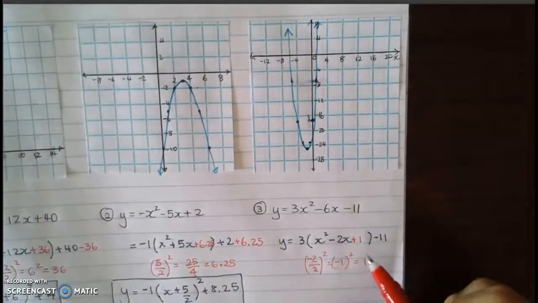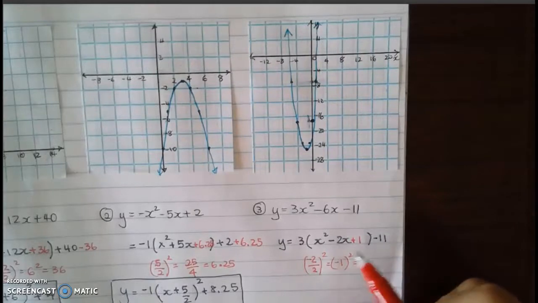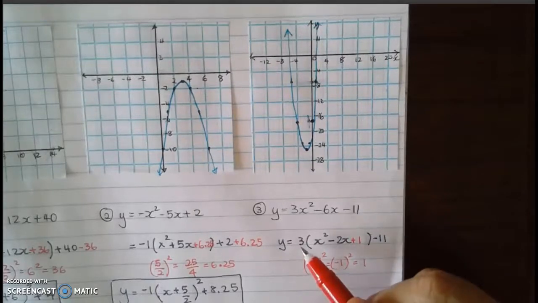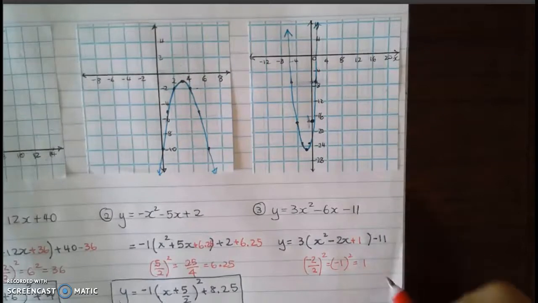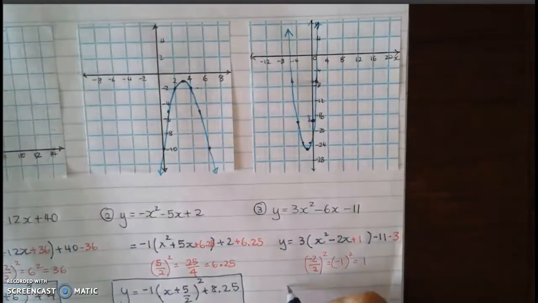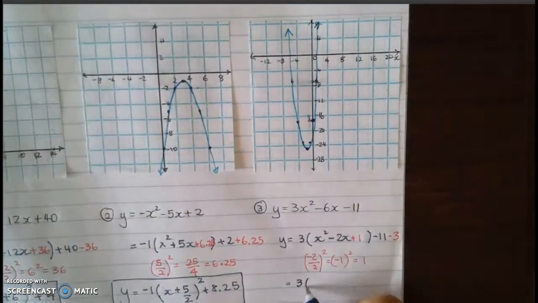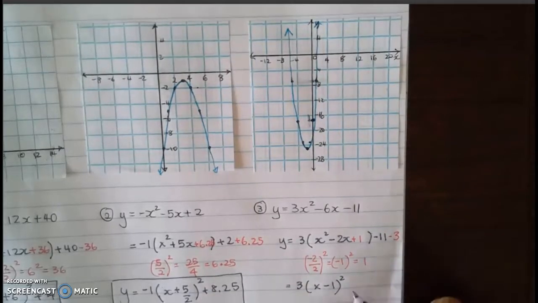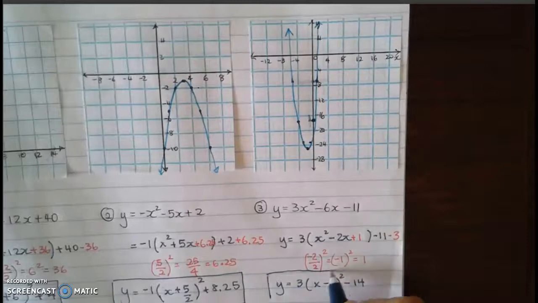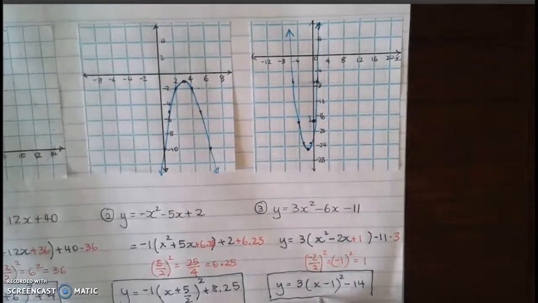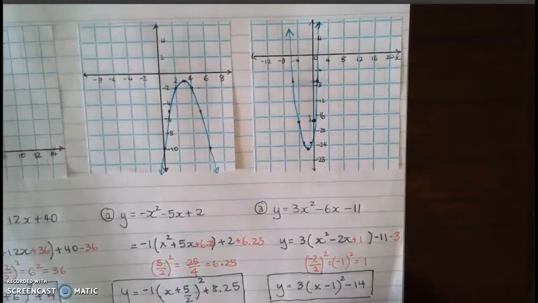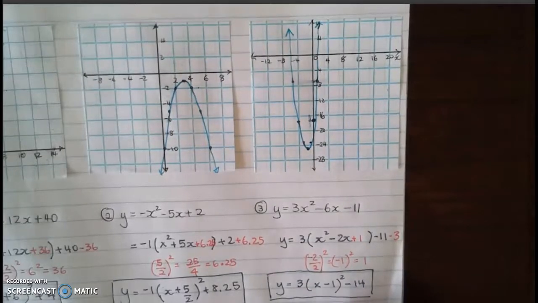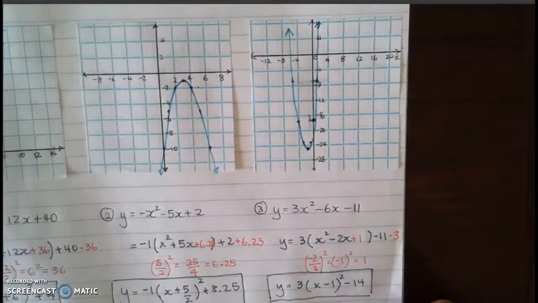Did I just add 1 to the right side of the equal sign? No, I actually added 1 times 3. So I added 3 to the right hand side of the equal sign. So I need to subtract that out again. So then that leaves me with 3 times x minus 1 all squared. Negative 11 minus 3 is negative 14. So y is 3 times x minus 1 all squared minus 14 is my vertex form, and the vertex is going to be 1 comma negative 14.